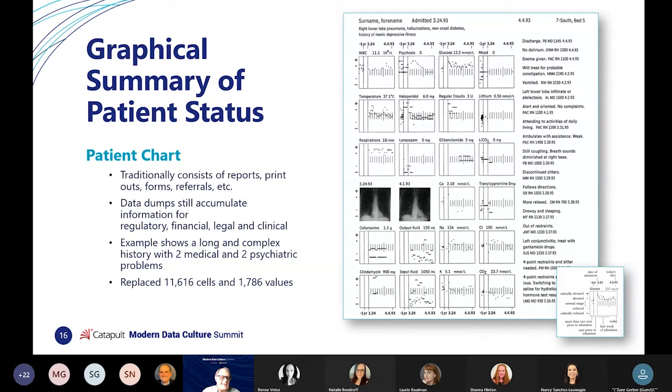That's really what we're talking about here. But if you look at this patient, this is a patient with a long and complex history with 2 medical and 2 psychiatric problems. And this, as the text here says, replaced over 11,000 cells and over 1,700 values, all in a very distinct and succinct display. Obviously, back then it was very much a printout or a single display, but changes, improvements have obviously been made since then.